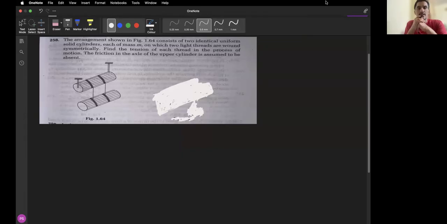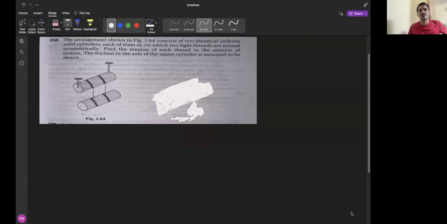The arrangement shown in figure 1.64 consists of two identical uniform solid cylinders, each of mass m, on which two light threads are wound symmetrically. Find the tension of each thread in the process of motion. The friction in the axle of the upper cylinder is assumed to be absent.